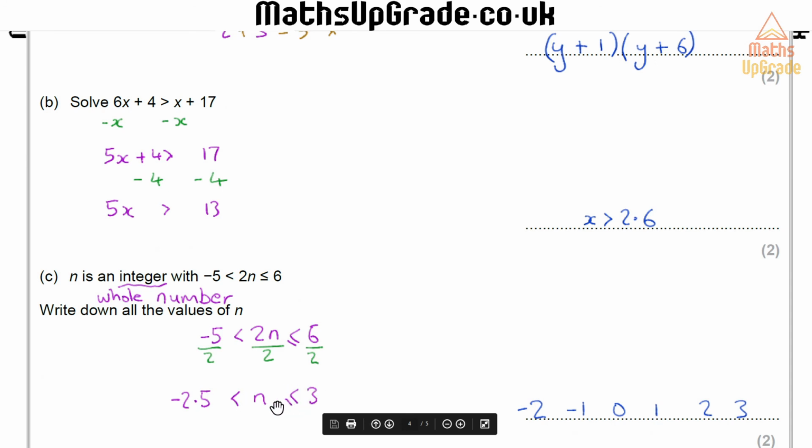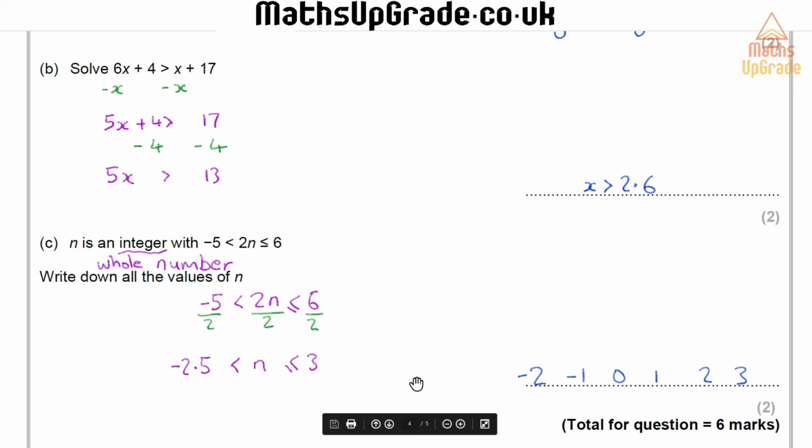So n must be in between negative 2.5 and 3, and it's a whole number. So the numbers are negative 2, negative 1, 0, 1, 2, and also 3, since it could include the value of 3. The whole question was 6 marks.